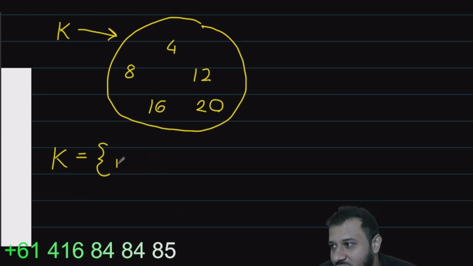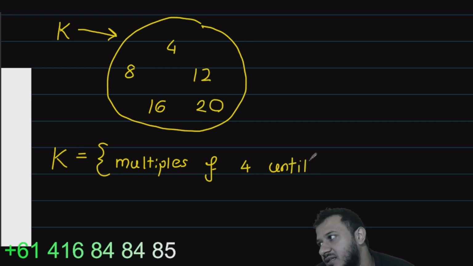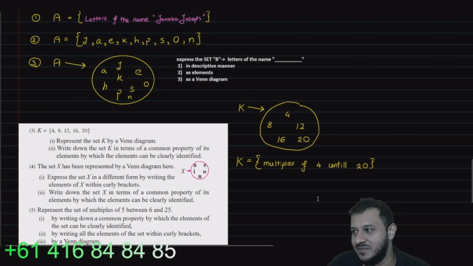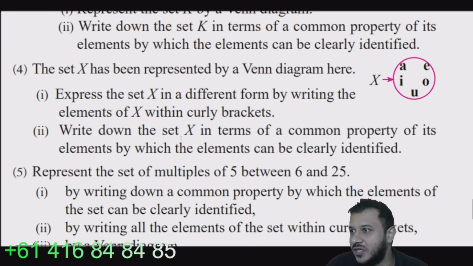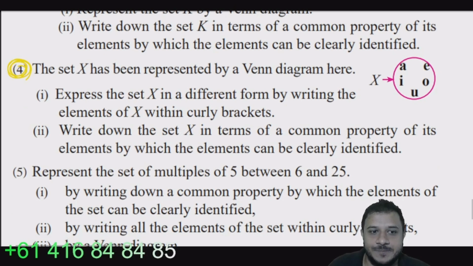So we can write down, what are the common properties? Multiples of 4 until 20. Do you guys understand it? Multiples of 4 until 20. That's the common thing. Got it, everyone? No problems? Okay. If so, can you all do question number 4 and send me the answers in the chat? Quickly do it, everyone.